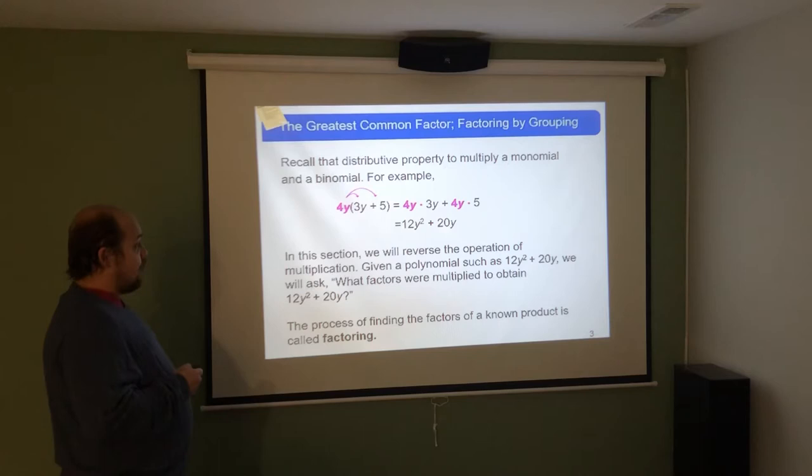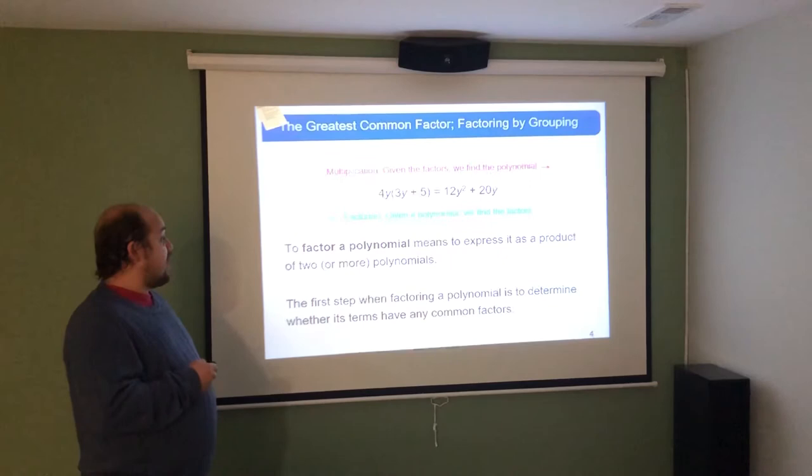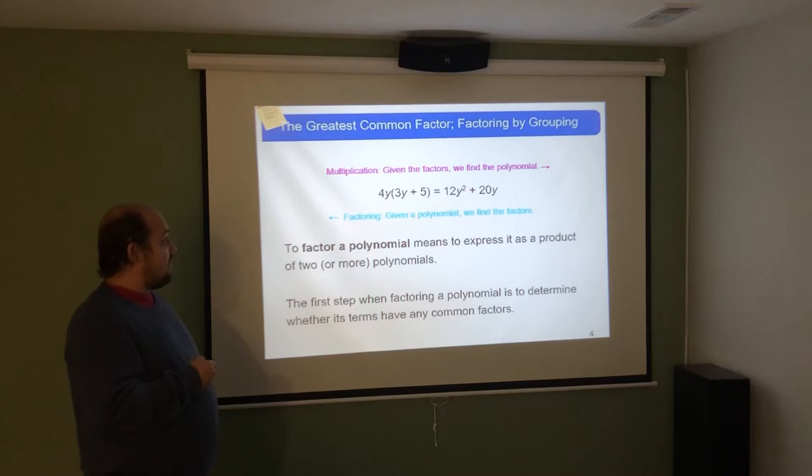The process of finding the factors of a known product is called factoring. So we're going this way. We're going from this to this. Multiplication goes this way. Multiply it out, find the finished product. Factoring goes this way. Start with the finished product, find what we can factor out from that finished product.